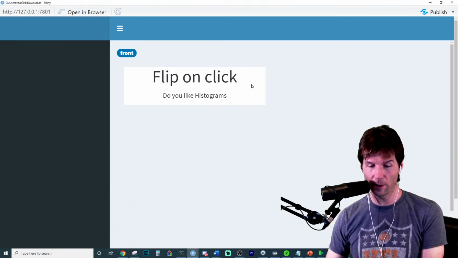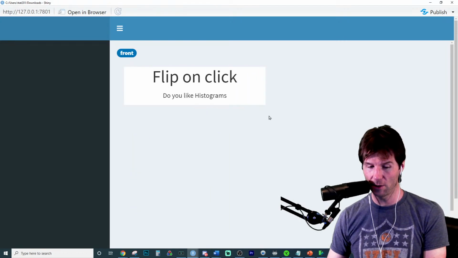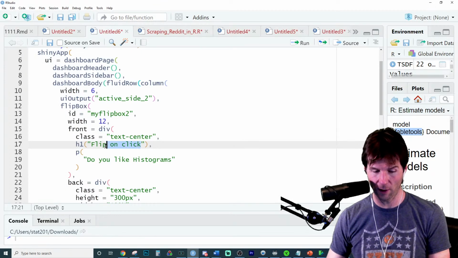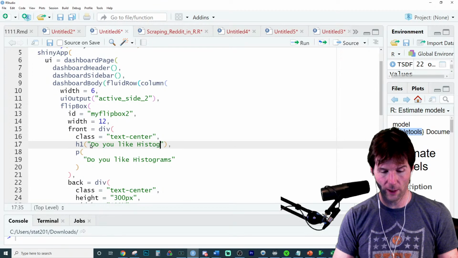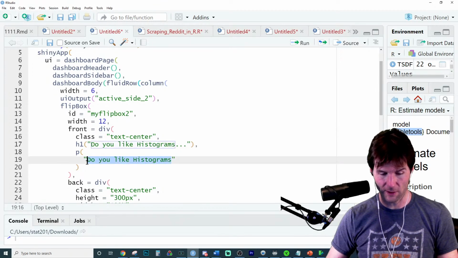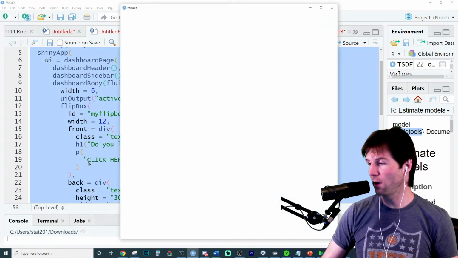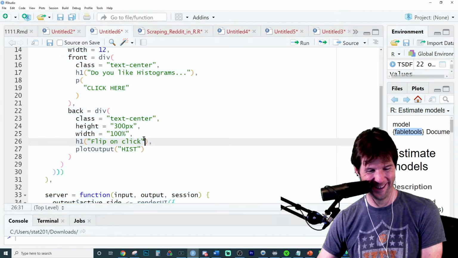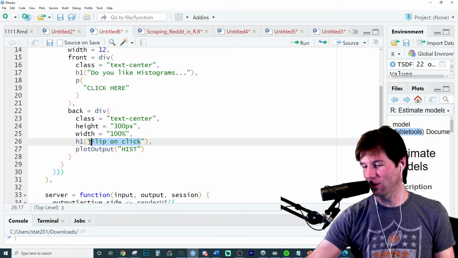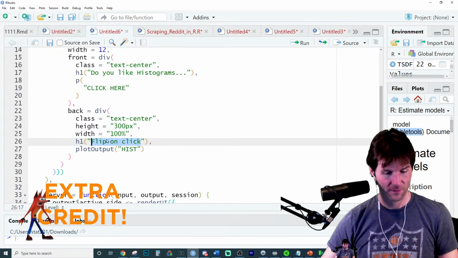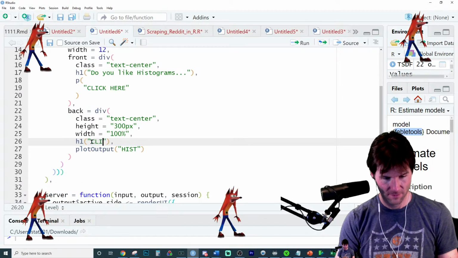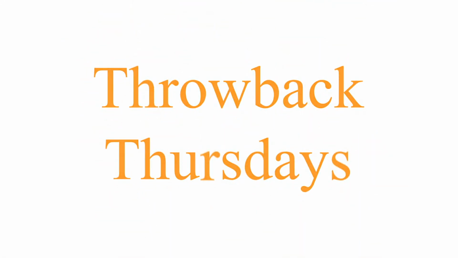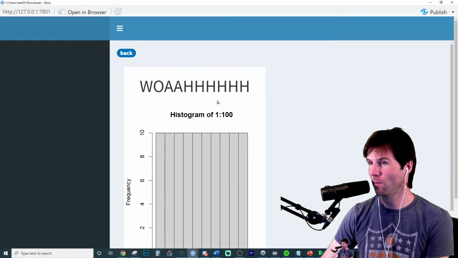So you can go right here. It looked like it was doing something a little weird. It was grabbing the other side of it for a moment. But do you like histograms? And then you see we can change the flip on click to, see, we go here to do you like histograms? Click yes. Click here. Just these little changes right here are what's important. Do you like histograms? Click here. Whoa. Let's change it.